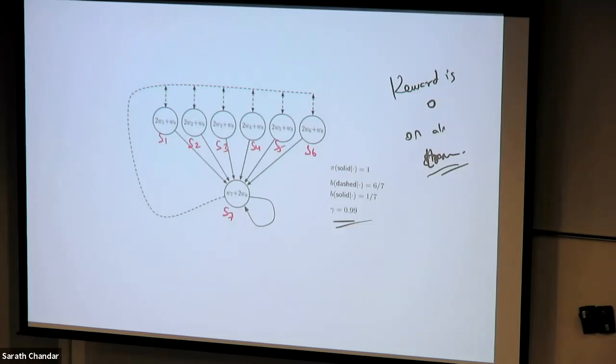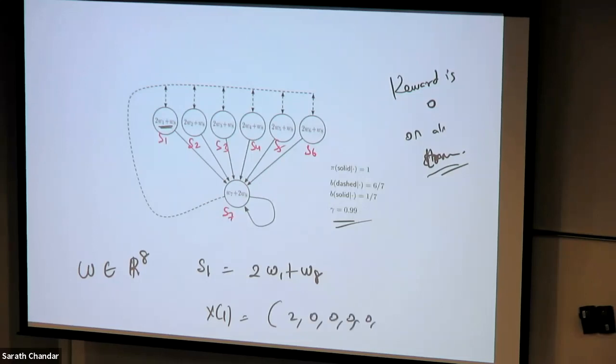Okay. Now we are going to consider a function approximator, where W is given by an 8-feature representation. For example, you can see the representation in every state. State 1 is represented as 2W1 plus W8. It just means that x of 1 is given by 2, 0, 0, 0, 0, 0, 0, 1. So I have an 8-dimensional input representation. This has been carefully constructed to show the divergence.